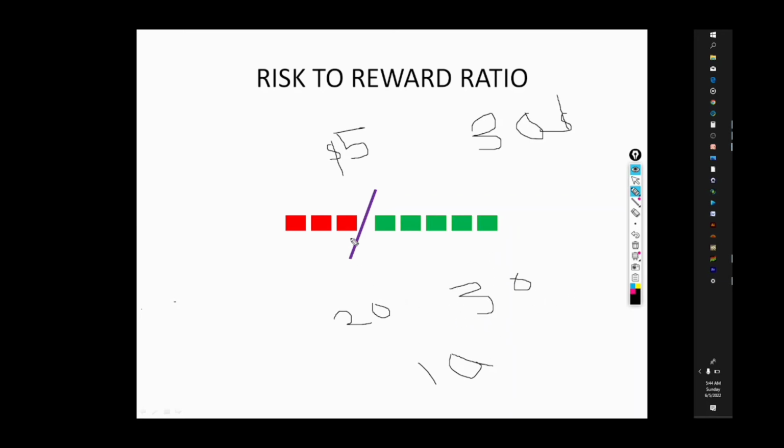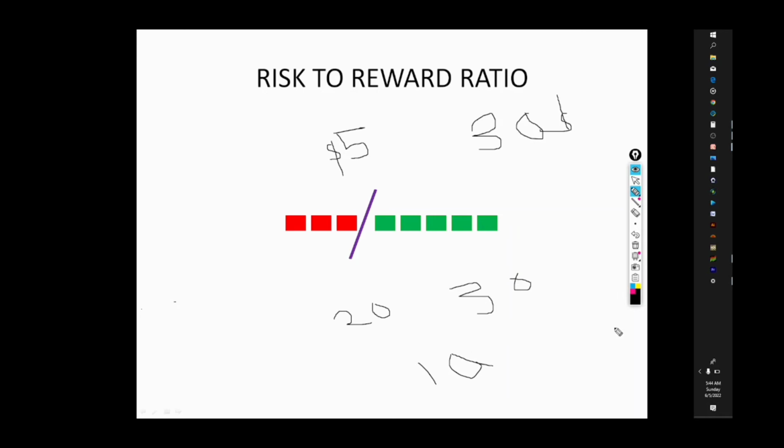So you are risking $5 to make $30. You lost 4 trades, that is $20. And then on the fifth trade, you won, you made $30. The difference between $20 and $30 is $10. So although you lost 4 trades, you are still in profit.